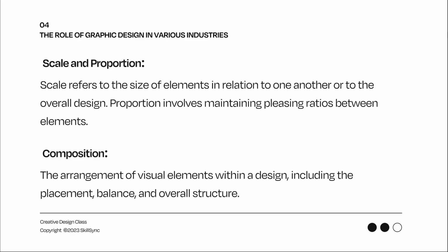Now let's talk about composition. This slide is very important. Every bad design you see had something wrong with its composition. Most bad designs are because of the composition. Composition refers to how you arrange your elements on the design. All right, so your arrangement of visual elements within a design is the composition. It includes the placement, the balance, and the overall structure.